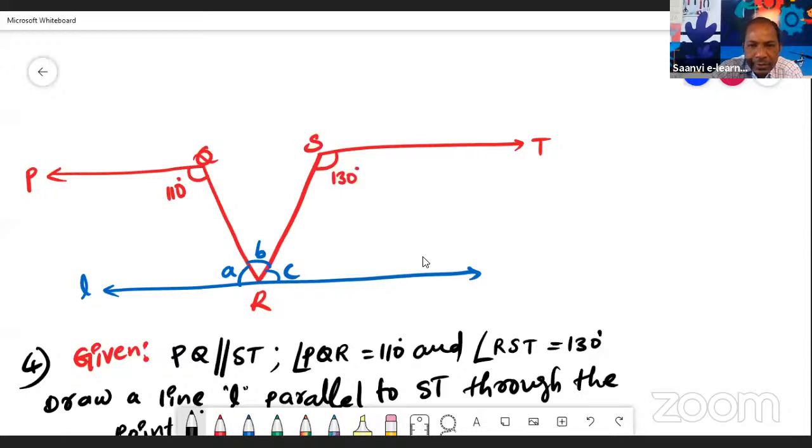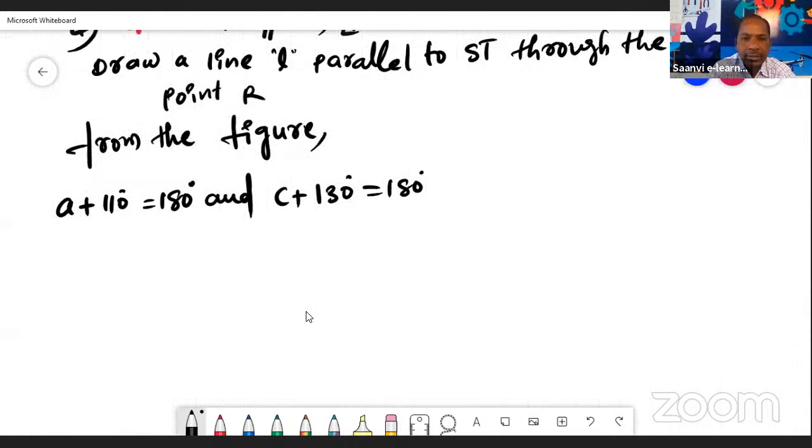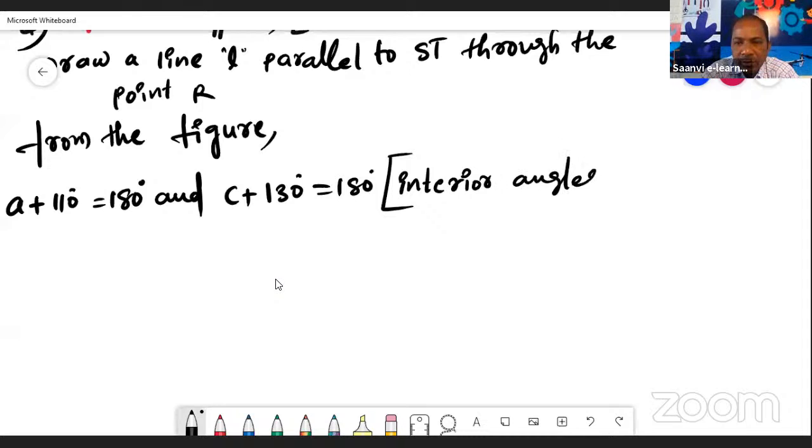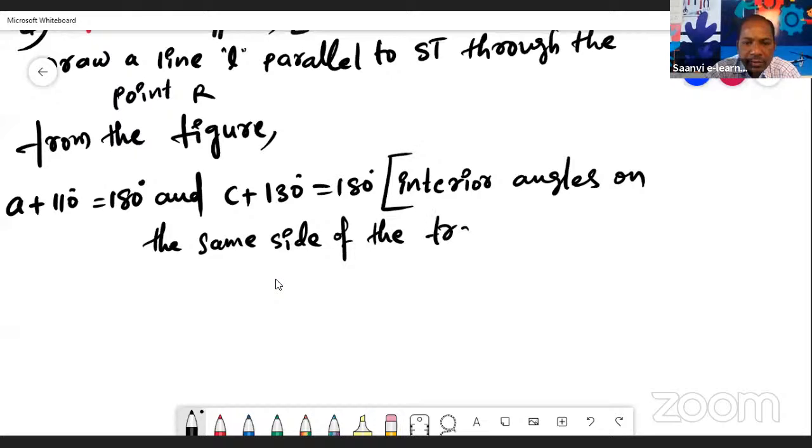In the same way, angle C and 130 degrees are also interior angles on the same side of the transversal. Why? Because here ST and the line L are parallel to each other and SR is the transversal. So C and 130 degrees are the interior angles on the same side of the transversal. That's why their sum is equal to 180 degrees. That's why here we have written A plus 110 is equal to 180 degrees and C plus 130 is equal to 180 degrees. The reason is interior angles on the same side of the transversal.